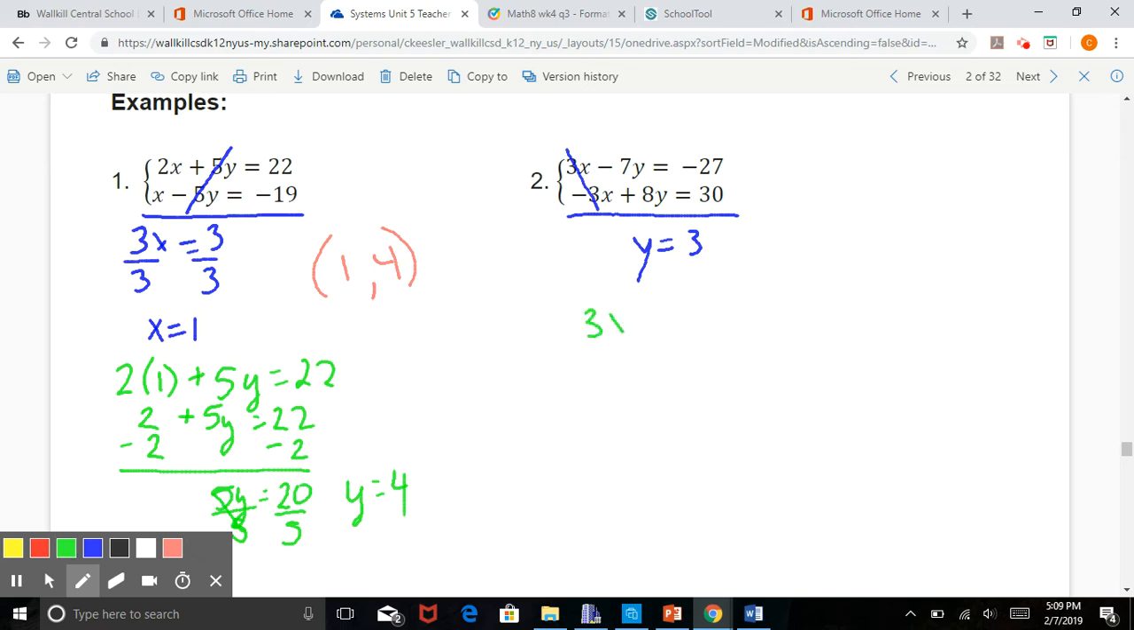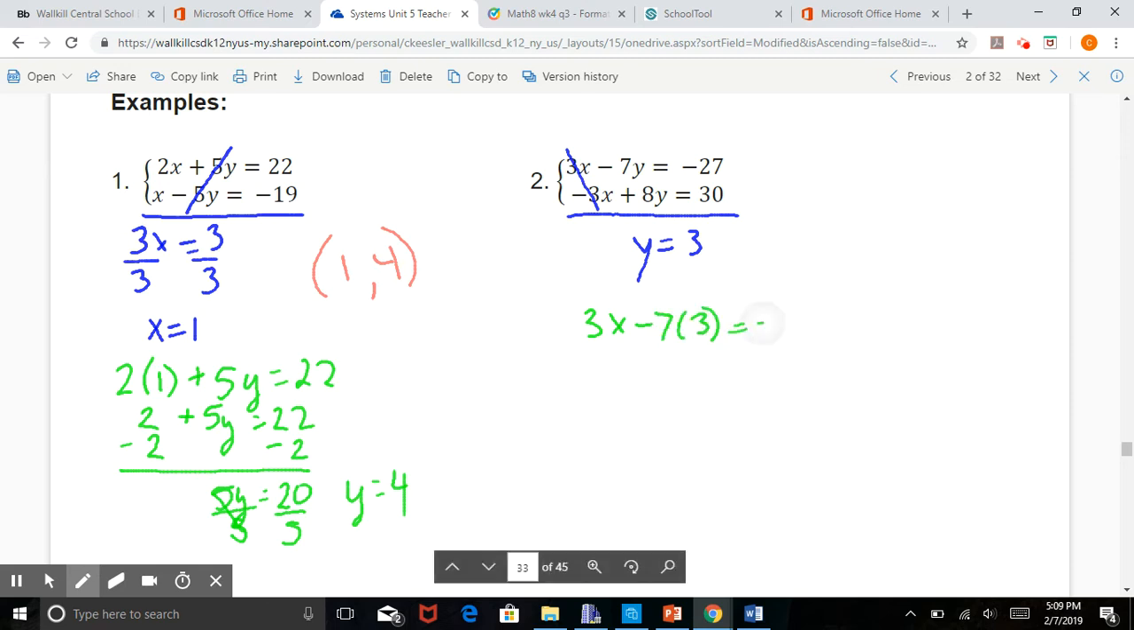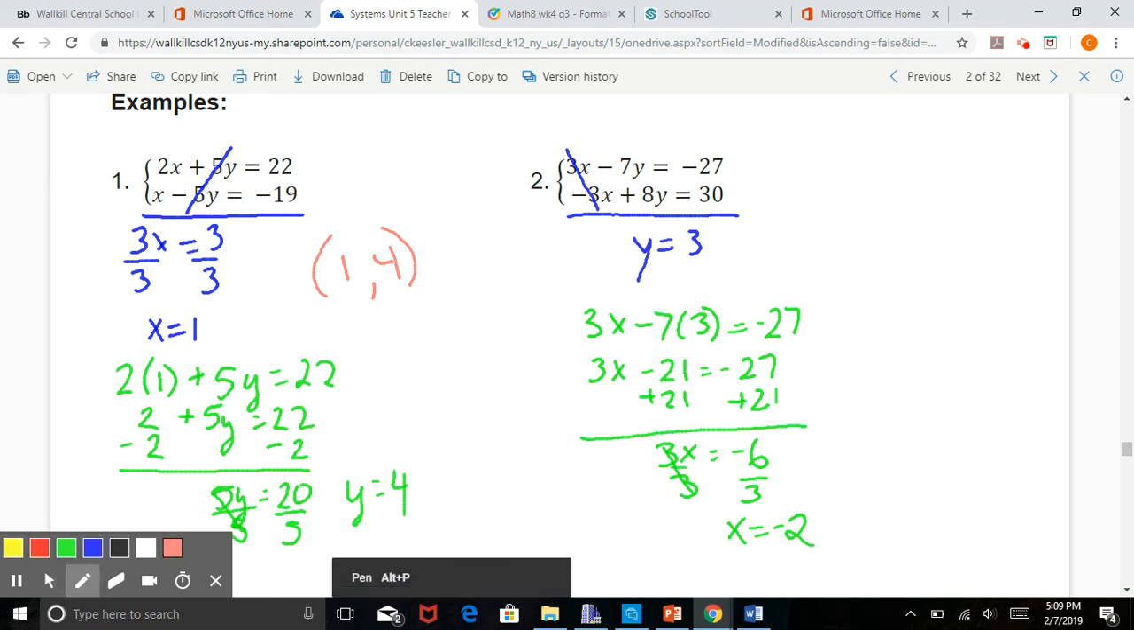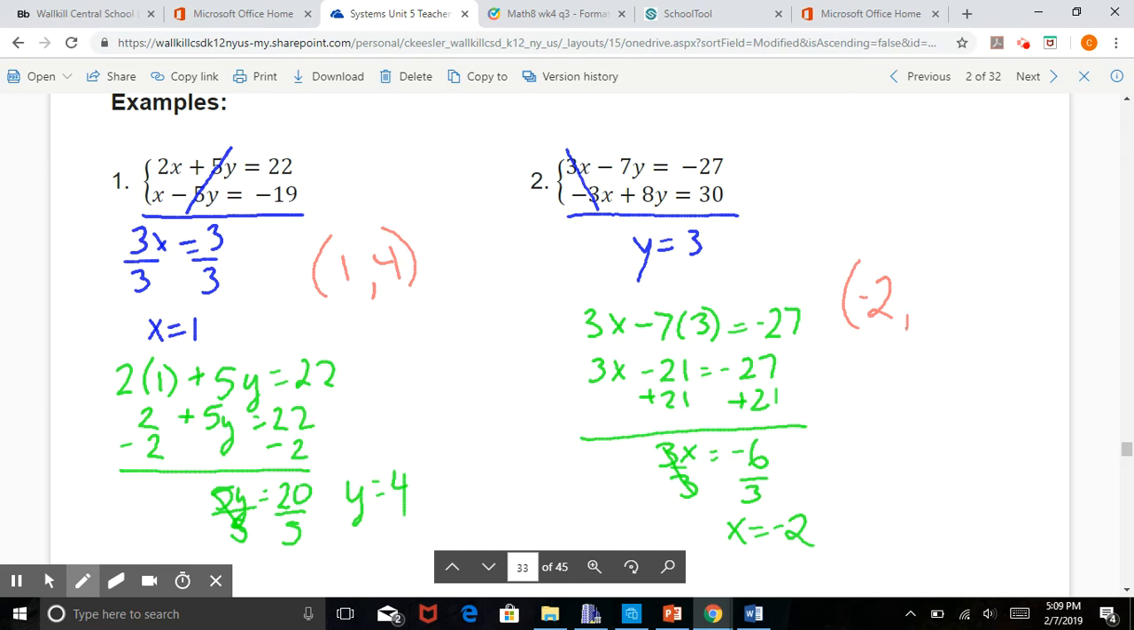So we have y equals 3, and we can substitute that back into the equation to solve for x. So 3x, I'm going to use the top equation, minus 7 times 3 equals negative 27. So that's 3x minus 21 equals negative 27. Add 21 to both sides. 3x equals negative 6. Divide by 3. And x equals negative 2. Making our final answer for the solution to this system, x first, negative 2, then y, positive 3.